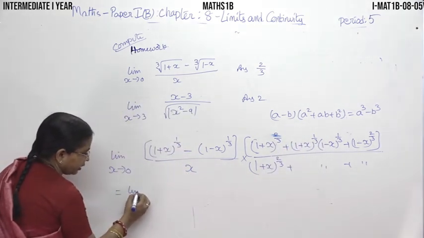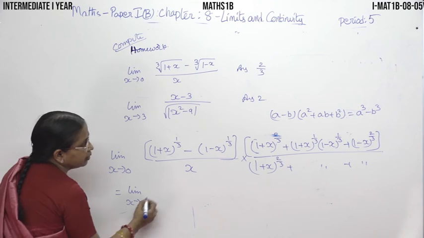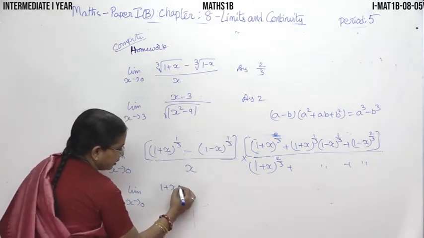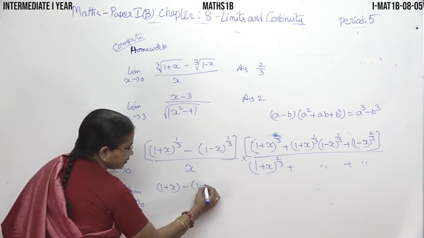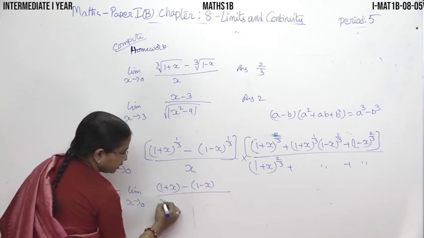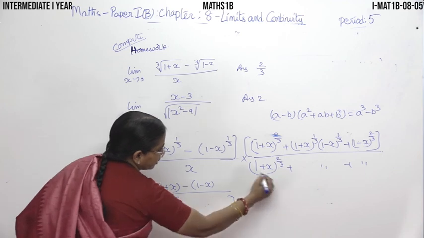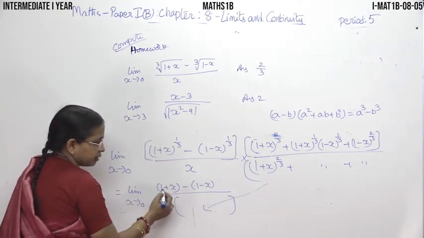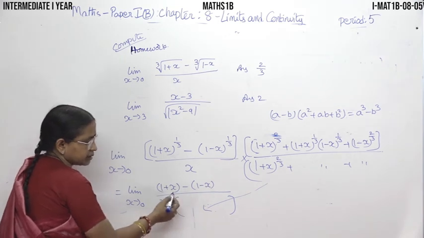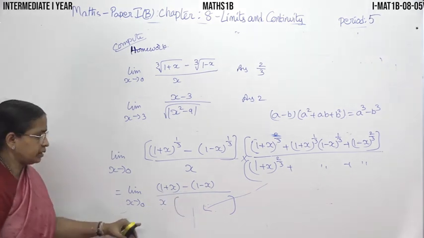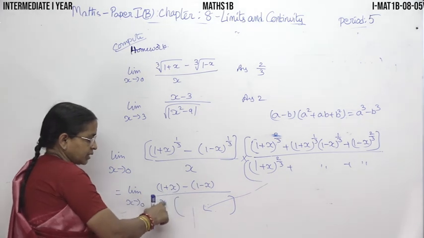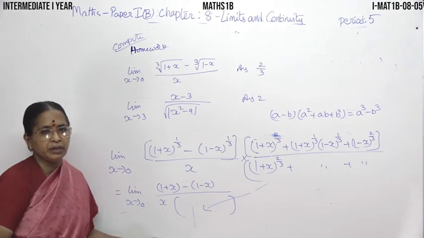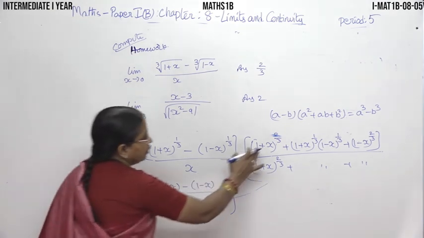So you can write limit x tending to 0 of a cube minus b cube. A cube means 1 plus x. A cube minus b cube means 1 plus x minus 1 minus x, by x into all this factor, you will write all this here. So you can see minus 1 plus 1 gets cancelled, 2x, x gets cancelled. You can try this method. 2 by, when you substitute x as 0, you will get 3, so 2 by 3. So this way also you can do.